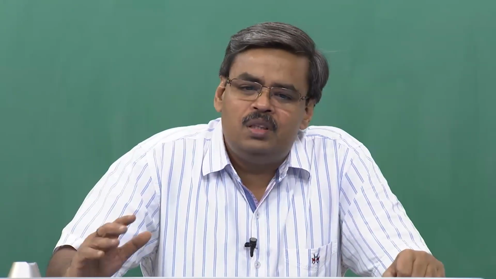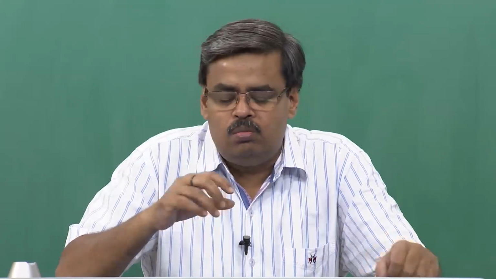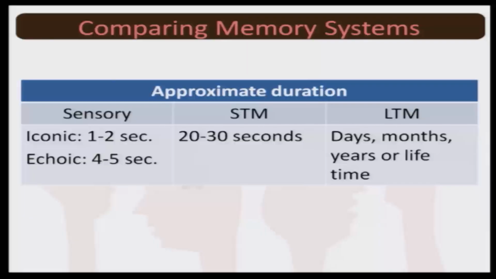Having now understood sensory, short term and long term memory, let us try to compare these three systems of memory. We will compare these three structures of memory on certain criteria. So, on the screen, the words in white font are the criteria on which the three memory systems are being compared. First, let us compare the memory systems in terms of their approximate duration.